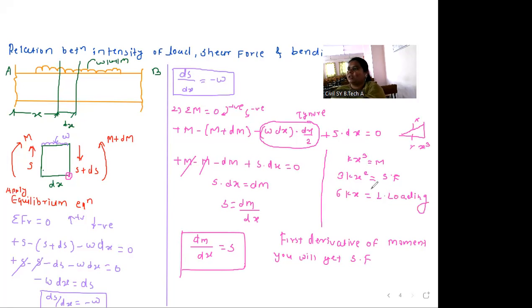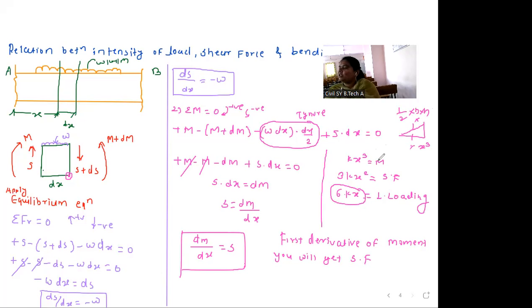Intensity of loading. Look, when we took the uniformly distributed load, its load was in terms of k into x, because here it is a triangular portion, and the area of this triangular portion is 1/2 into base into height. So area in terms of x. After that shear force in terms of x square, and bending moment of this particular is x cube.